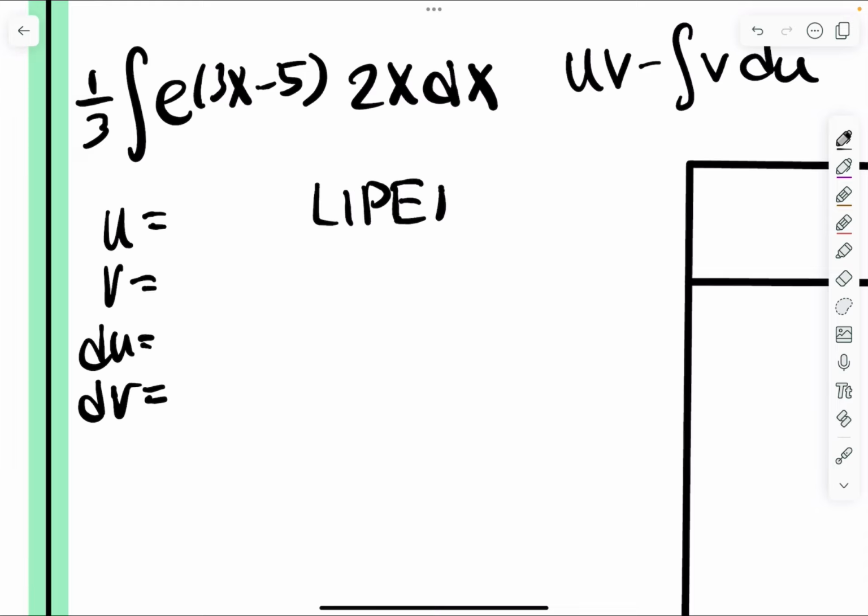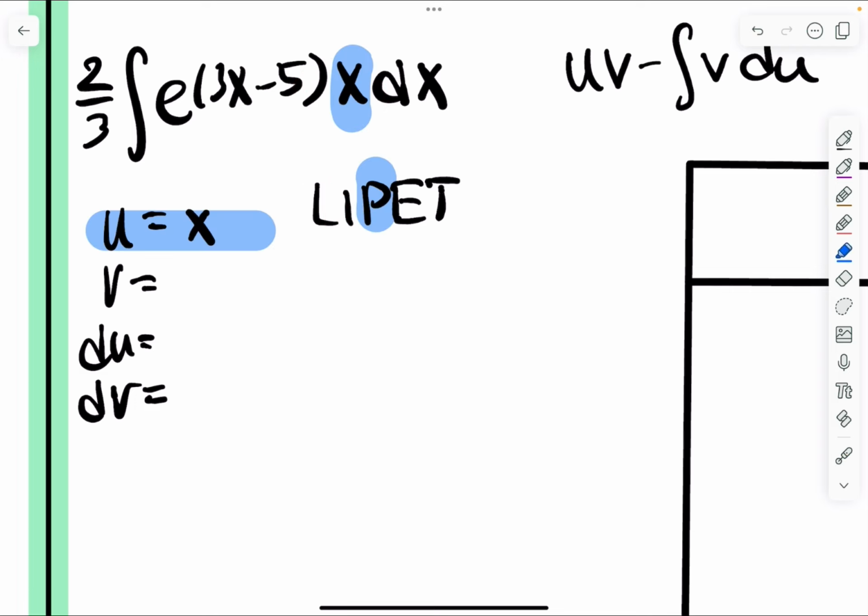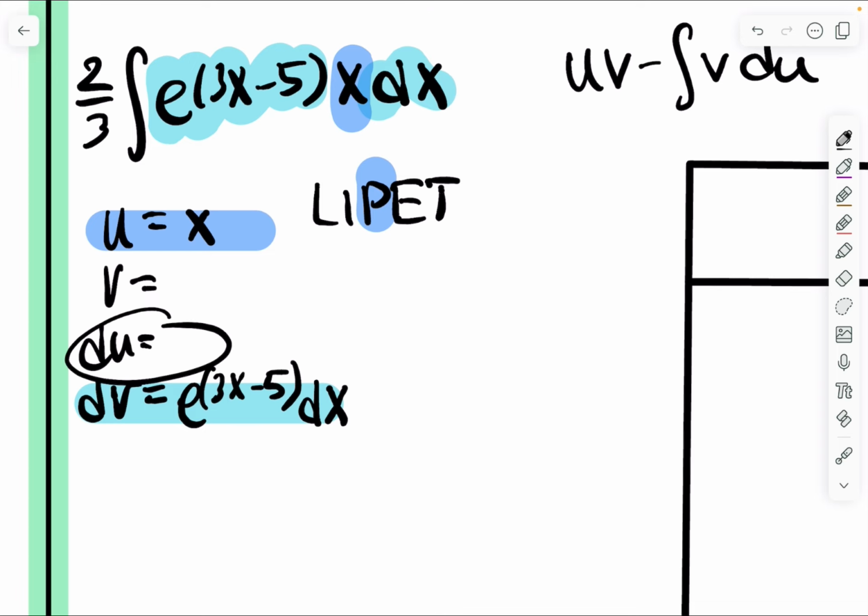I'm going to choose my u with LIATE. I ask myself, are there any logs? No. Are there any inverses? No. Are there any polynomials? Yes, there's x. By the way, we can move this 2 out to the front. This is 2/3. So our u is x. Then whatever's left becomes our dv. Then we can find du, which is easy, just the derivative of this, which is 1 dx.